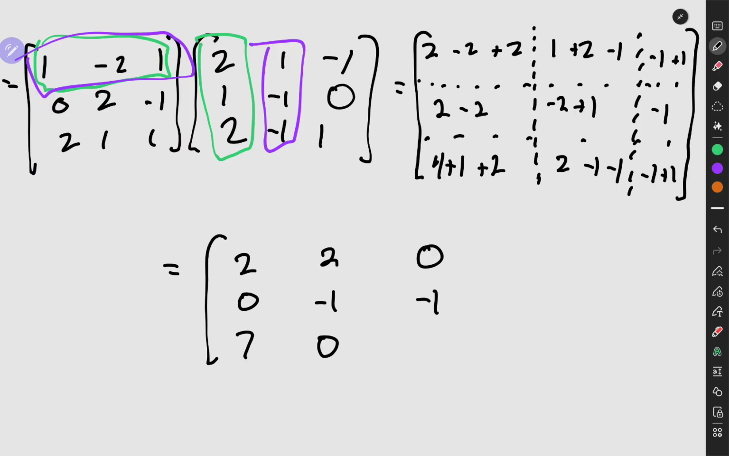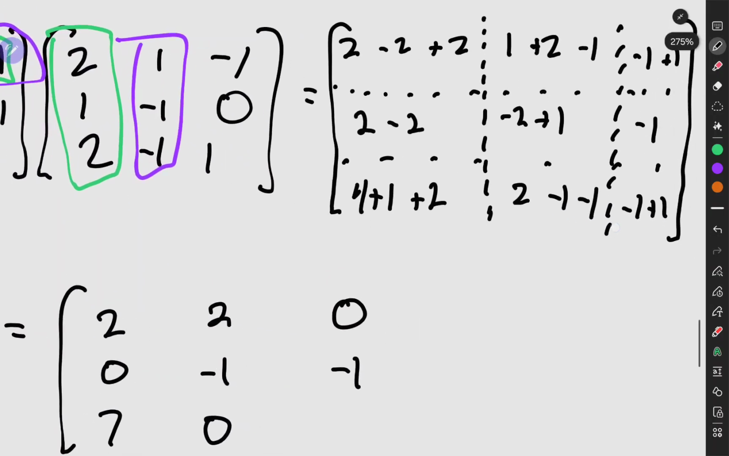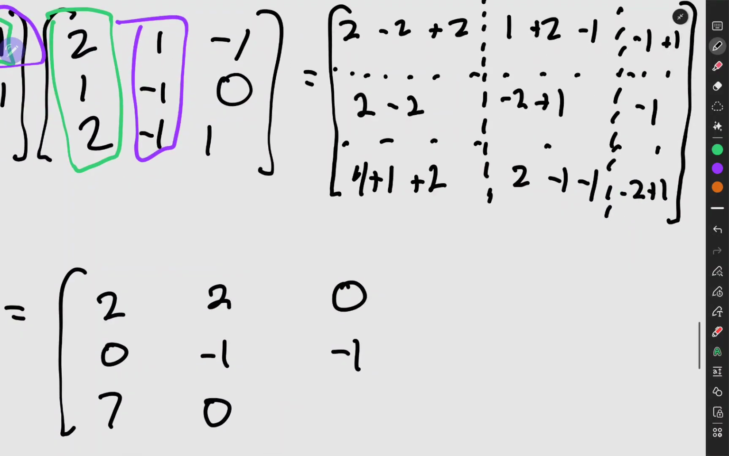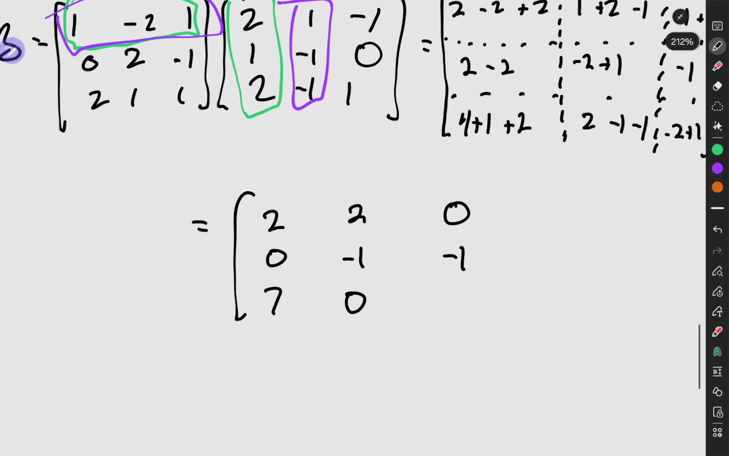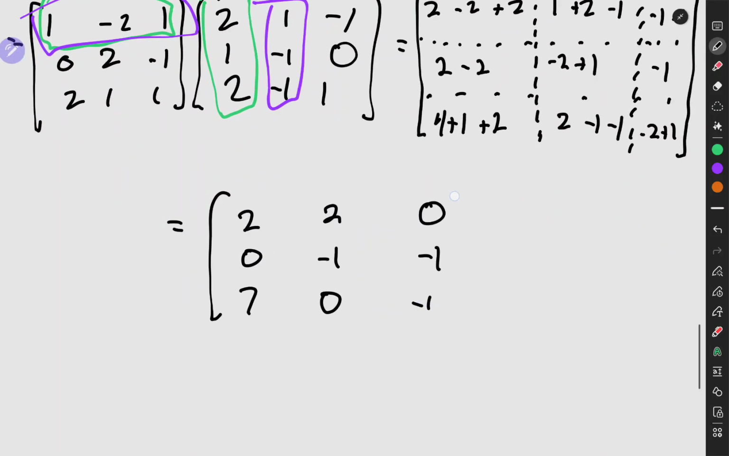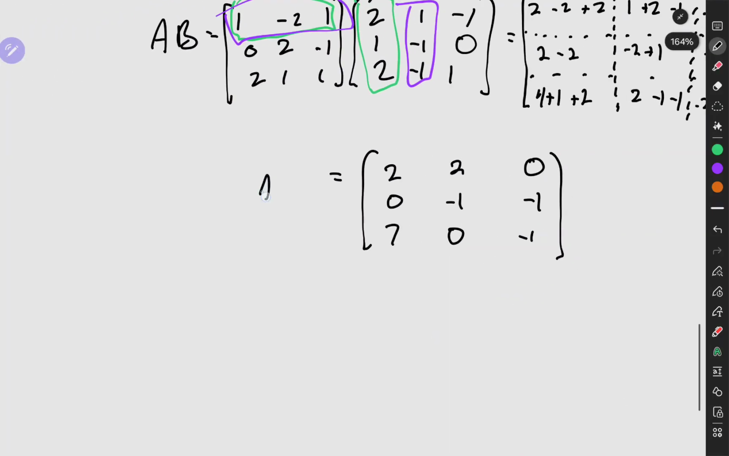Something's not right there. Oh yeah, because this should have been a -2. I multiplied that wrong. Sorry if I confused you on that. So that would be -1. So this is A times B.